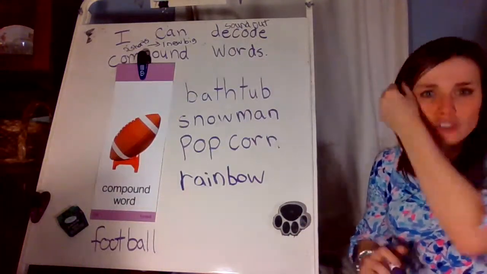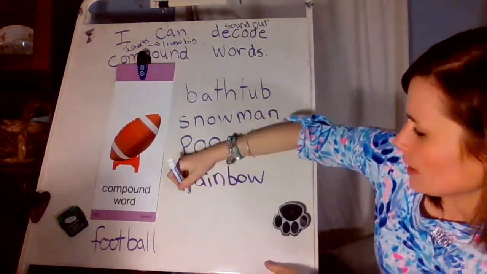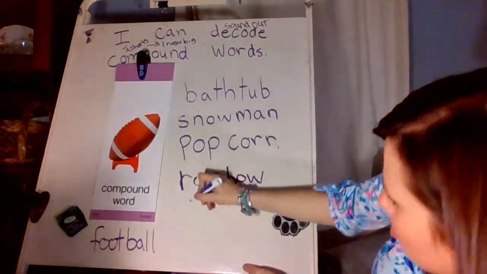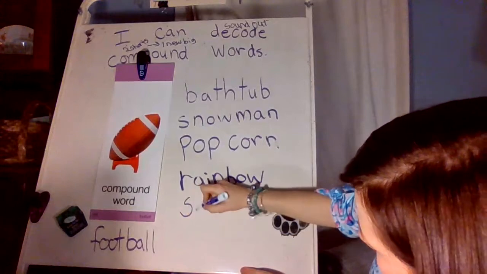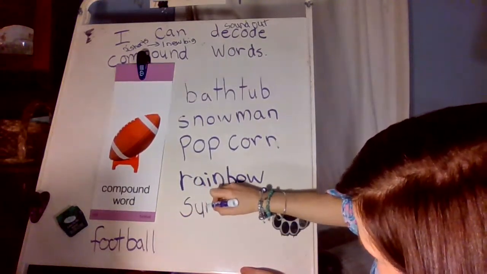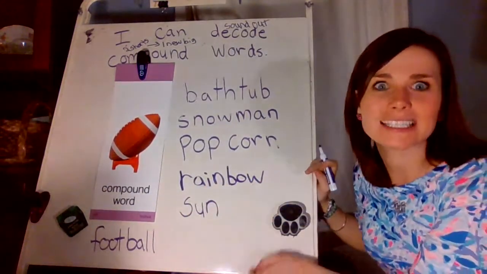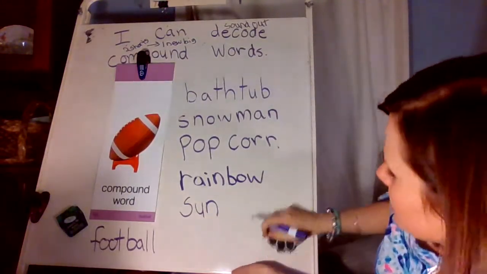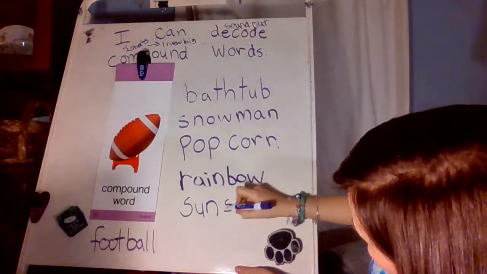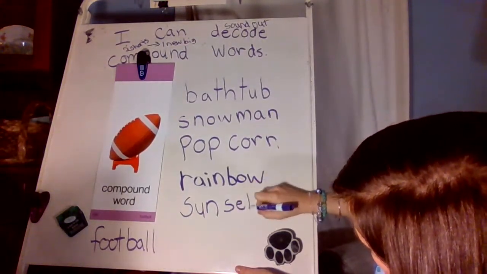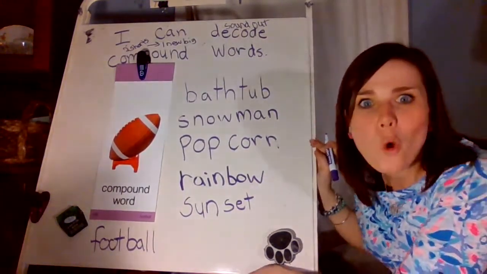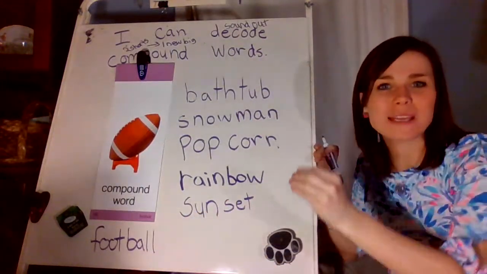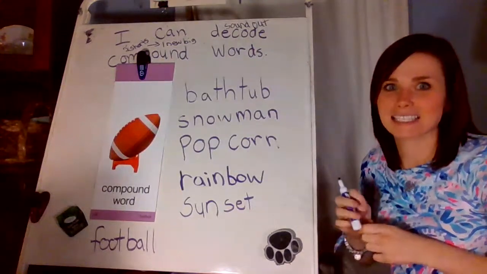All right, let's try another one. Ready? Erase your board, and then you can write sun. S-U-N, right? Like the sun is shining outside, sun. And then you can put set, like I set something down on the table. But when you put it together, it's a whole new word. Sunset, and that's when the sun goes down at nighttime. It makes it dark. Sunset.